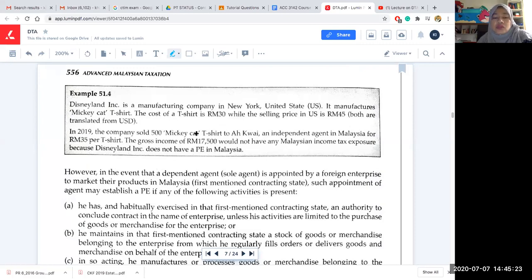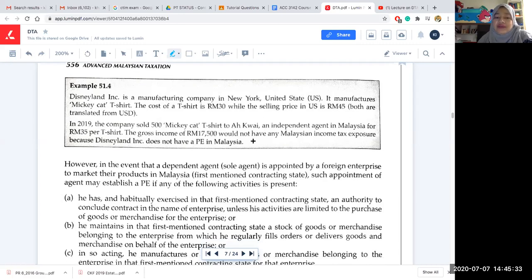In 2019, the company sold Mickey Cat t-shirts to Ahquai, an independent agent in Malaysia, for 35 ringgit per t-shirt. The gross income is 17,500, which is 35 ringgit times 500. This total income of 17,500 would not have any Malaysian income tax exposure because Disneyland does not have any PE in Malaysia. Why? The Malaysian company orders from the US and the US sends the order, fulfilling it from there. So the US company doesn't have any factory, branch or office in Malaysia in order to sell the t-shirts. You can just order online and then settle.